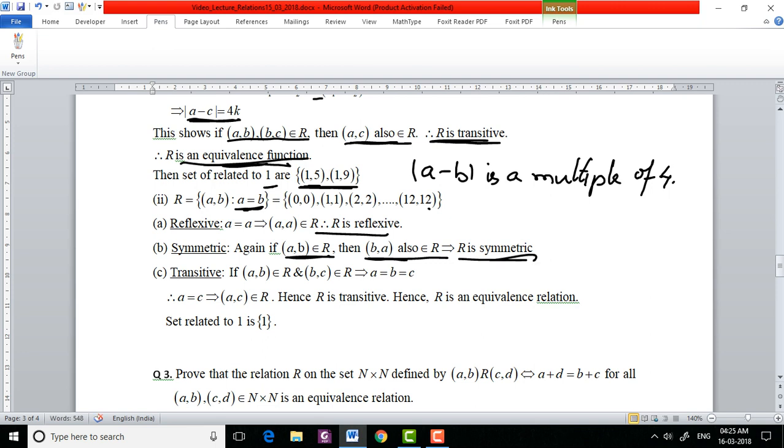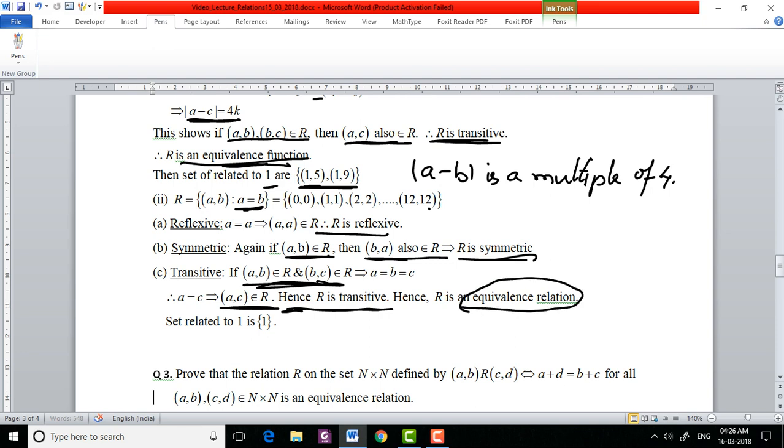nature. For transitivity, we consider a comma b belongs to R and b comma c belongs to R for this relation. Now in this relation we have elements of the form 0 comma 0. This element is present in the relation. Corresponding to this, there is no element which starts with 0 other than this itself. So for obvious reasons this relation satisfies the condition that if a comma b belongs to R and b comma c belongs to R, then a comma c belongs to R. So a comma c is also present in this relation, and hence R is transitive in nature.